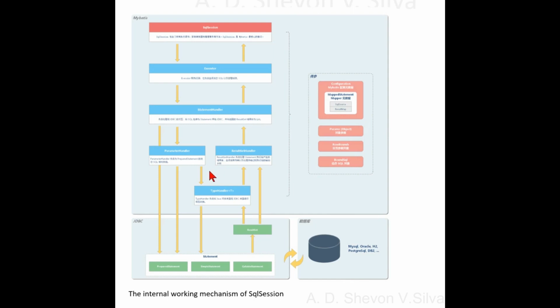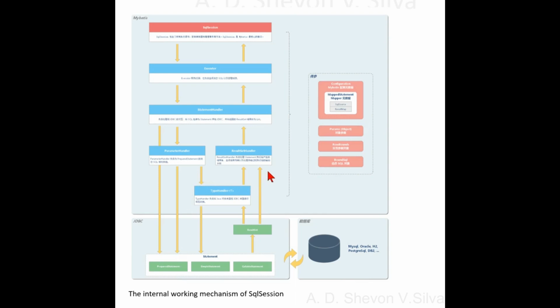Parameter handler is responsible for converting incoming Java objects into JDBC type objects and filling values for the dynamic SQL of prepared statement. Parameter handler has only one concrete implementation class, namely default parameter handler.